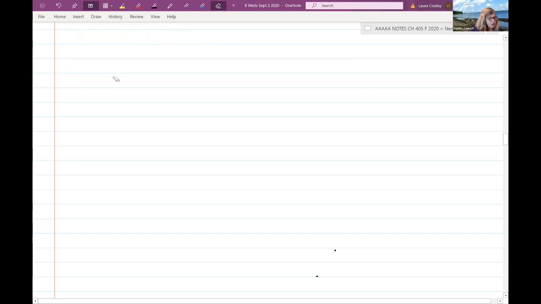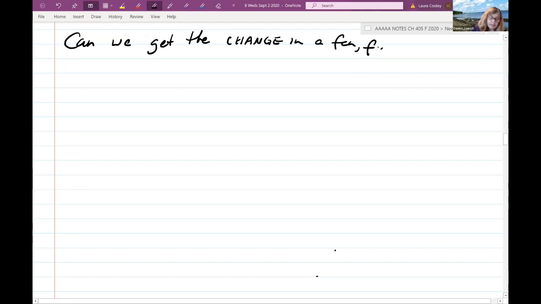Okay, so what this is all about is figuring out the change in a function. Can we get the change in a function, let's call the function f? Can we get the change in f without knowing the actual value of the function? So can we get this from knowing the value of f at one point?